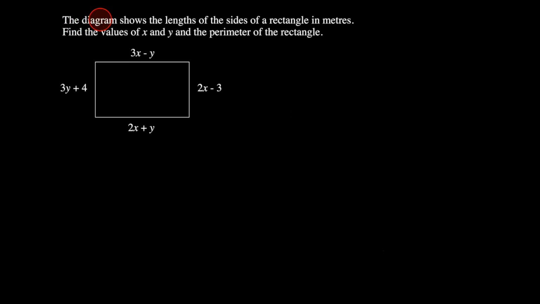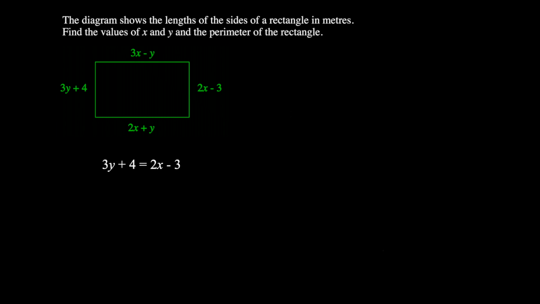The diagram shows the lengths of the sides of a rectangle in metres. Find the values of x and y and the perimeter of the rectangle. Again, notice that it's not saying simultaneous equations, but we are going to be using simultaneous equations to solve this problem. It's a rectangle, so we know that the opposite sides are equal.